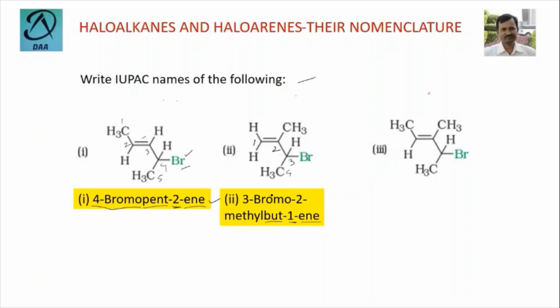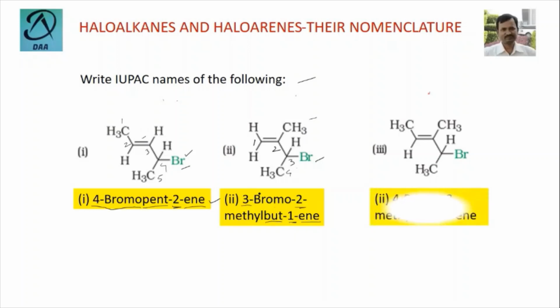Now alphabetically, first will come bromo, then methyl. For bromo, what is the position number? 3. And for the methyl group, the position is 2. So the full name is 3-bromo-2-methylbut-1-ene.